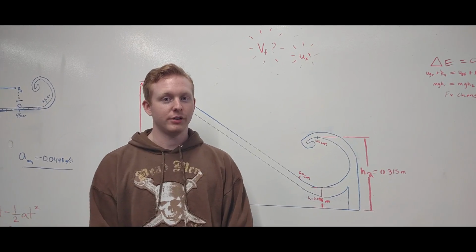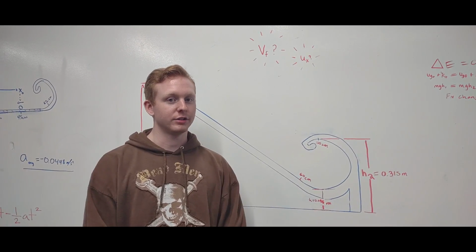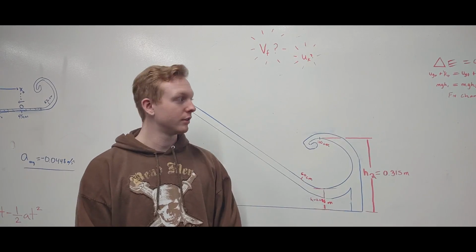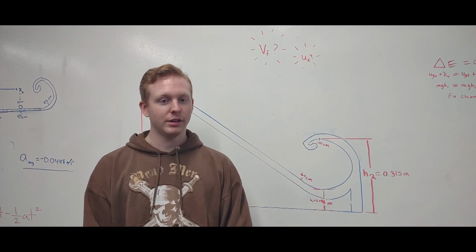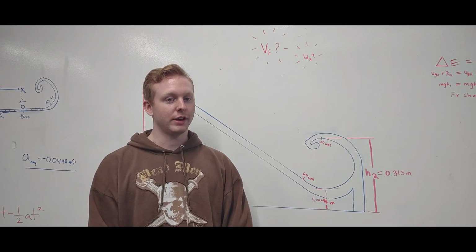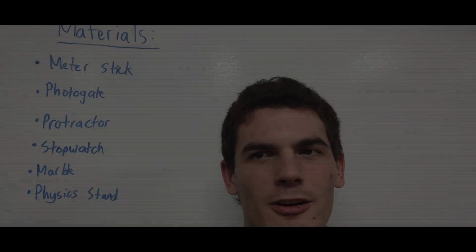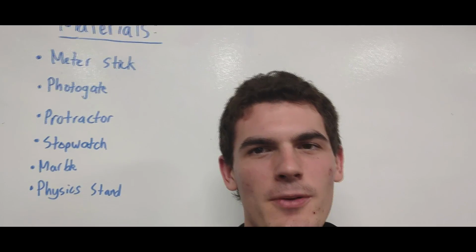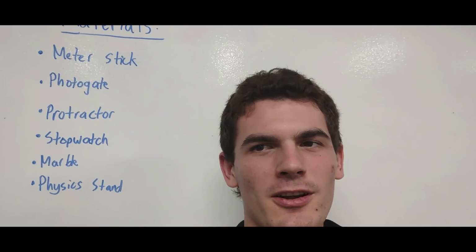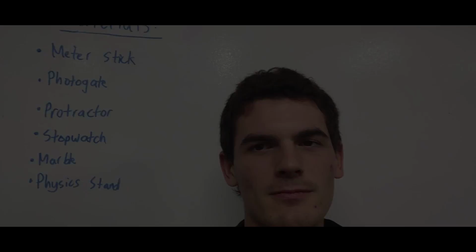We also assume that the ball navigates the circular part of the path at a somewhat constant speed, which we call velocity average. We did this so that we could find an approximate average value for Fn, since it's constantly changing around the loop. Our materials are the meter stick, photo gate, protractor, stopwatch, marble, and physics stand.